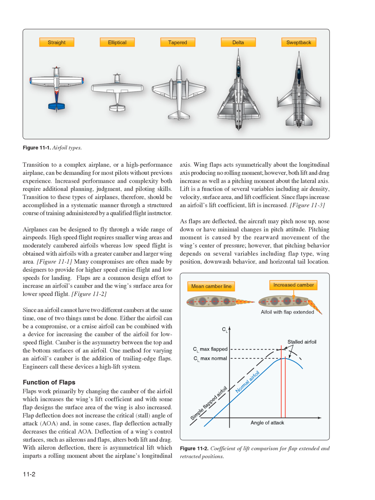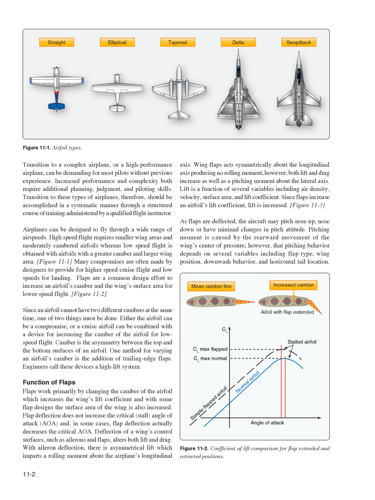Camber is the asymmetry between the top and the bottom surfaces of an airfoil. One method for varying an airfoil's camber is the addition of trailing edge flaps. Engineers call these devices a high-lift system. Function of flaps. Flaps work primarily by changing the camber of the airfoil, which increases the wing's lift coefficient, and with some flap designs the surface area of the wing is also increased.